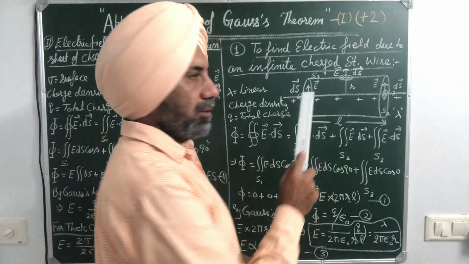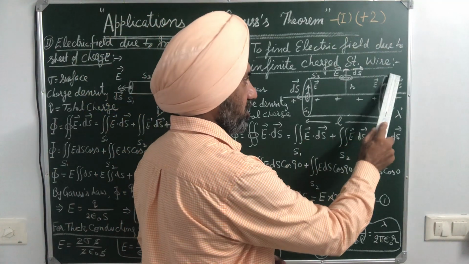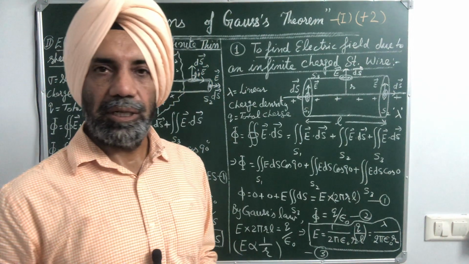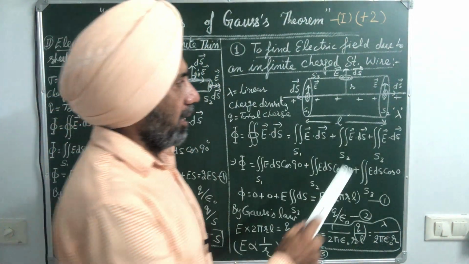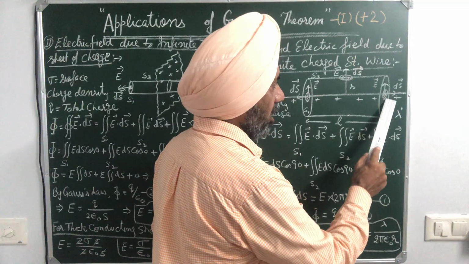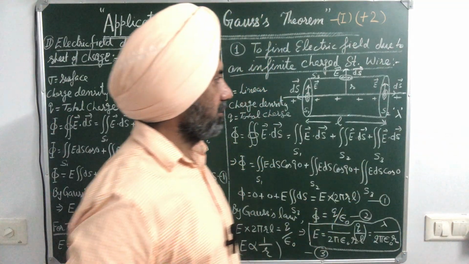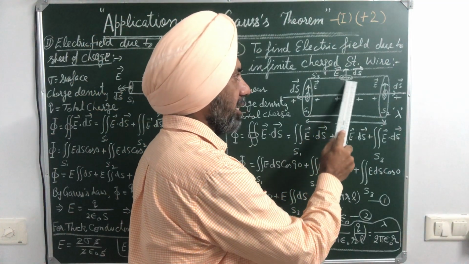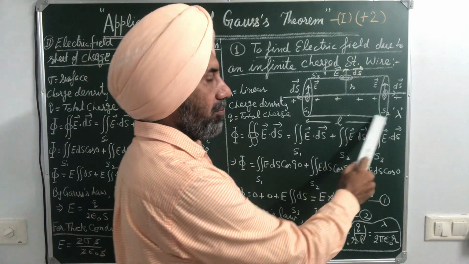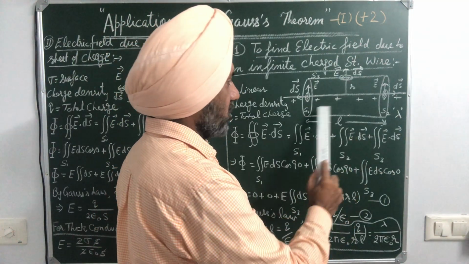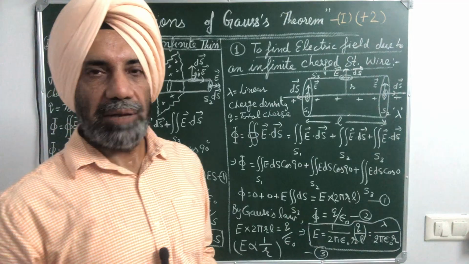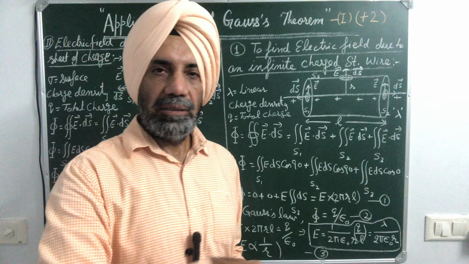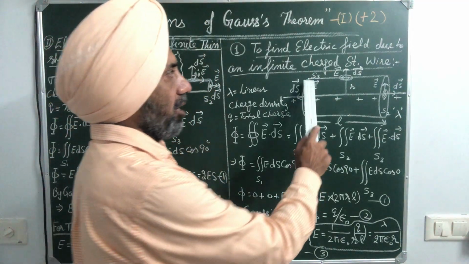Then consider a cylindrical Gaussian surface of length L and radius R, due to symmetry. Let this be a small area element ds vector, and a third area element ds vector on the respective areas S1, S2 and S3, because we have three types of areas: two circular areas and one curved area of the cylinder.